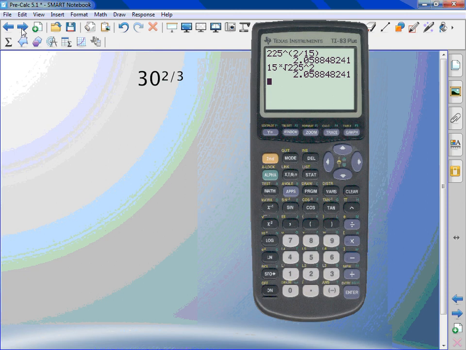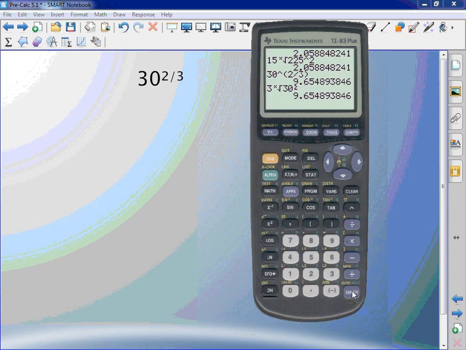So try this one both ways. All right, the first way, 30 to the 2/3. 9.655. How do I type the other way? 3 math 5, 30 squared. Same answer. I know if I did it both ways and I get the same answer, you're good. Are you okay with the basics here?